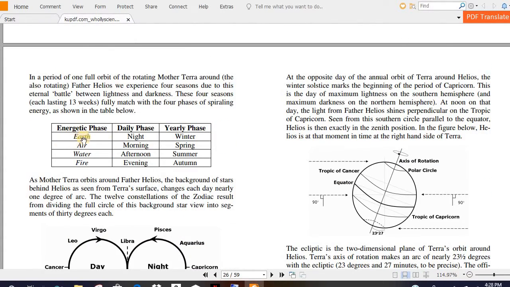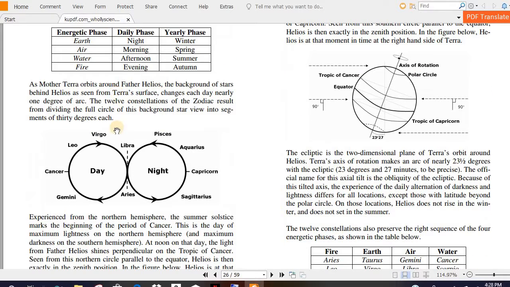Right here we have the diagram for the seasons, and then the day. In the period of one full orbit of rotating Mother Terra around also rotating Father Helios, we experience 4 seasons due to this eternal battle between lightness and darkness. These 4 seasons, each lasting 13 weeks, fully match with the 4 phases of spiraling energy as shown in the table below.